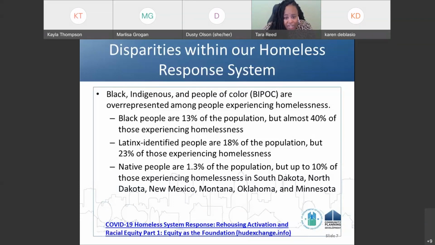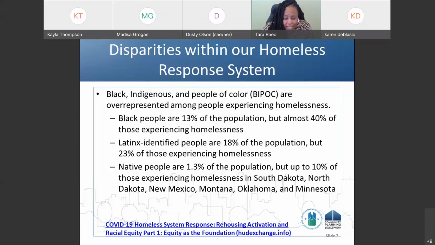We also can't forget about intersectionality as we look at these numbers and as we think about disparities. Studies have shown that individuals who are a part of the LGBTQ community are more likely to be homeless than individuals who are not. In addition, once homeless, individuals who identify as a part of the LGBTQ community often have their experiences of homelessness extended as a result of discrimination, harassment, and bias.